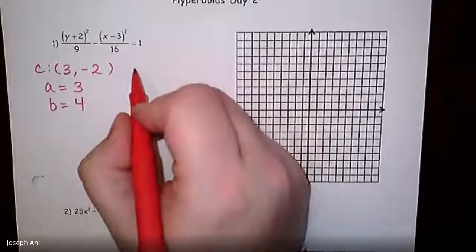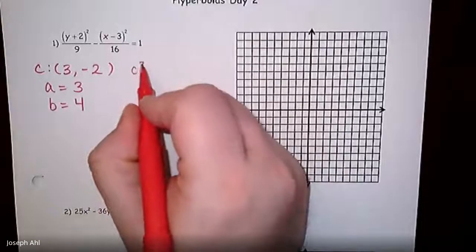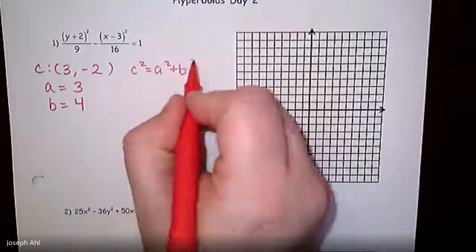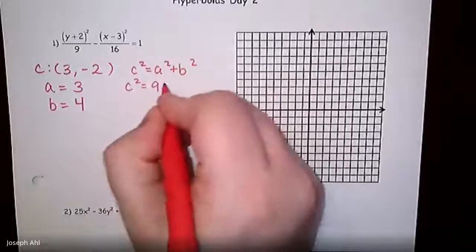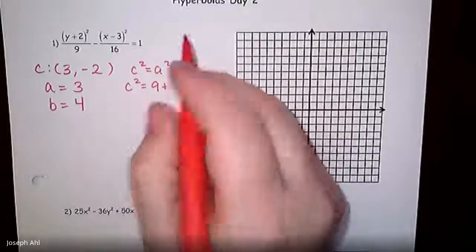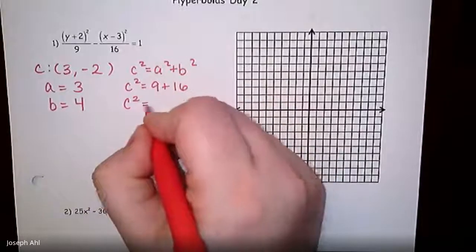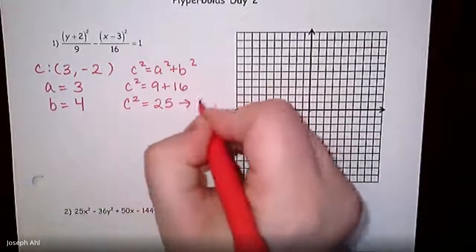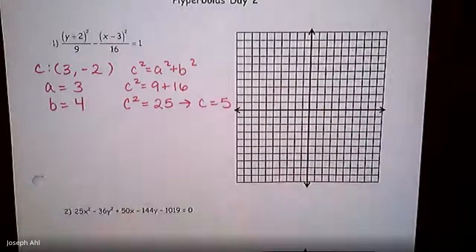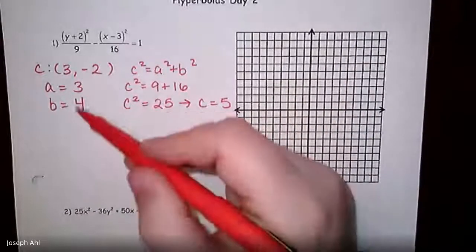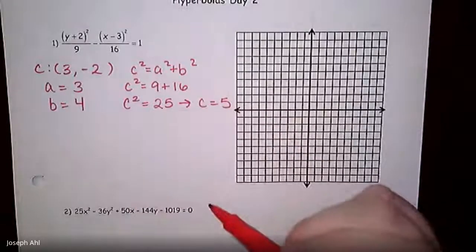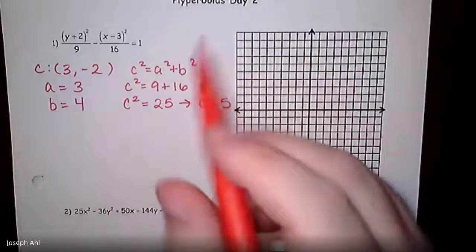And then the way we calculate c to get to the foci is that c squared equals a squared plus b squared. So that's going to be, in this case, 9 plus 16, which is 25. So if c squared equals 25, that gives us the value of c equal to 5. So we've got the values of a, b, and c. We know the center.